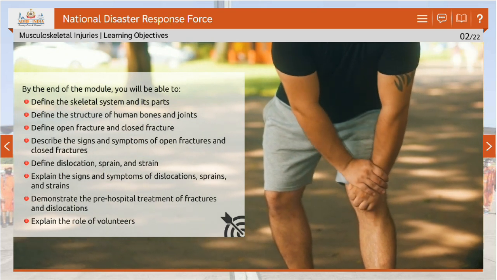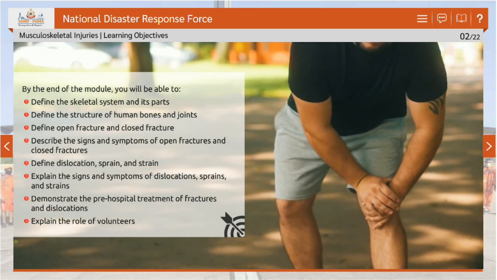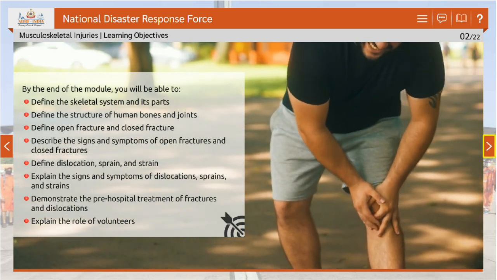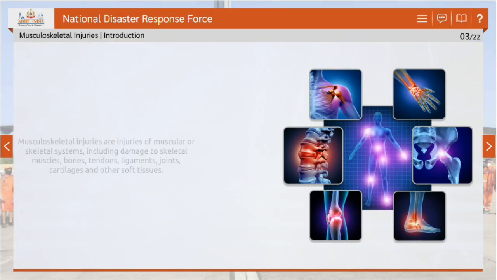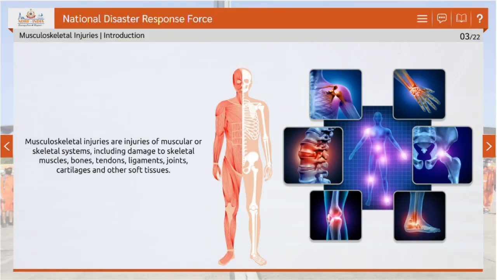Let us begin by understanding what musculoskeletal injuries are. Musculoskeletal injuries are injuries of muscular or skeletal systems, including damage to skeletal muscles, bones, tendons, ligaments, joints, cartilages, and other soft tissues.